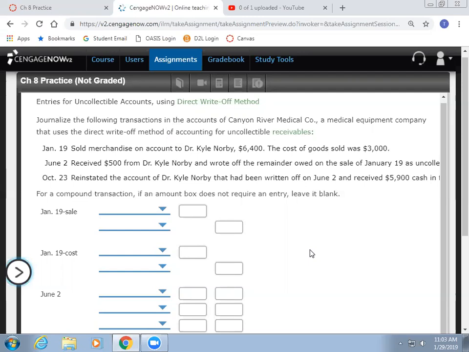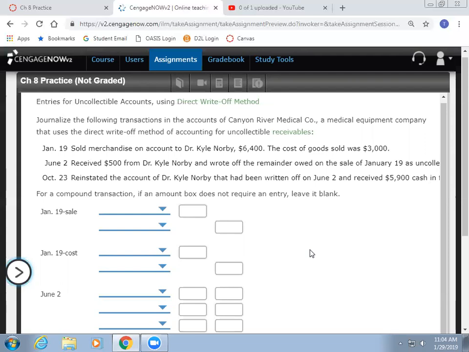Then we're going to look at, why did my mind just go blank? The allowance for doubtful accounts method, which is GAAP compliant, like looking at aging of accounts receivable. We're going to take some of that into consideration. And then we're also going to look at notes receivable, since chapter 8 is all about receivables in general. Notes are still accounts that are due to us, but they accrue interest.